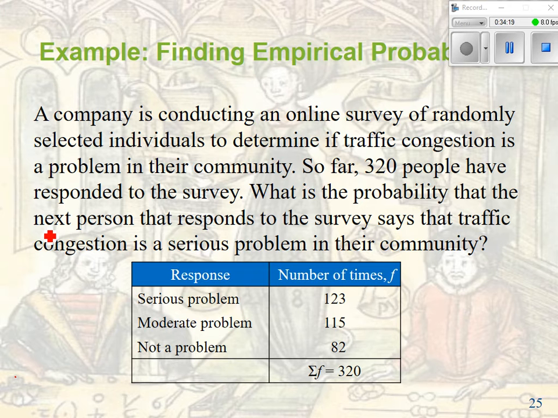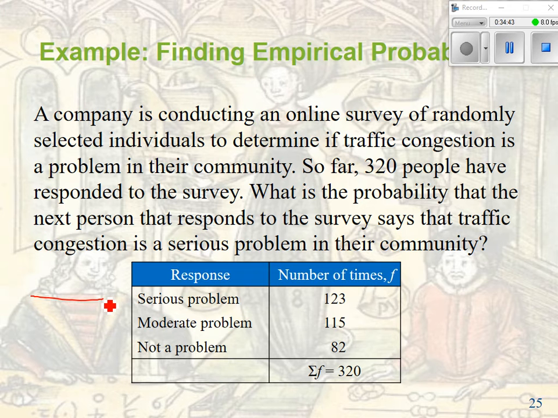A company is conducting an online survey of randomly selected individuals to determine if traffic congestion is a problem in their community. So far, 320 people have responded to the survey. What is the probability the next person that responds to the survey says that traffic congestion is a serious problem in their community? So we're looking at this.